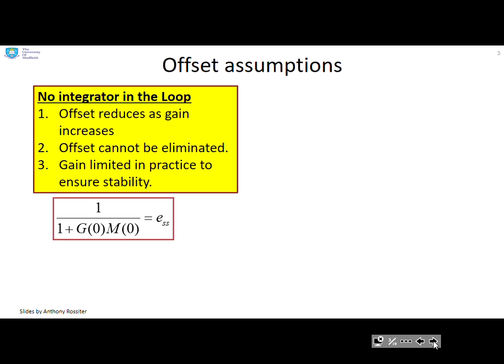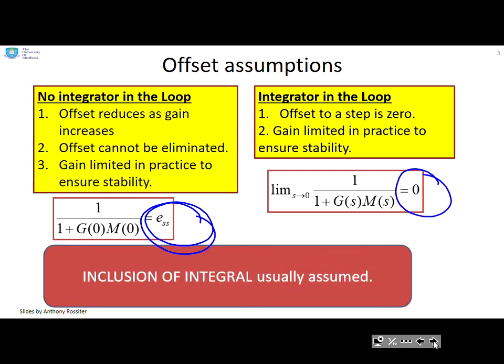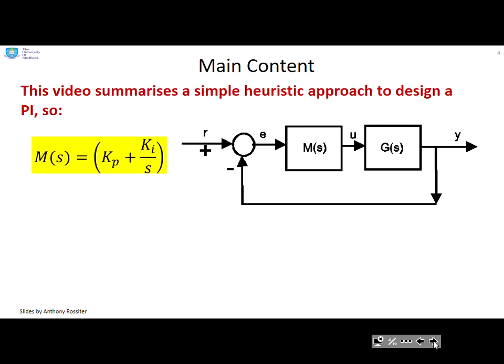Some offset assumptions then, just as a reminder. If you have no integrator in the loop, then it's pretty much inevitable you're going to end up with a steady state offset, because in practice your gain is limited. So if you add an integrator to the loop, then you can get a zero offset, obviously assuming closed loop stability. So hereafter we're going to assume that loops always have an integral, because it's nearly always the case that you want zero offset.